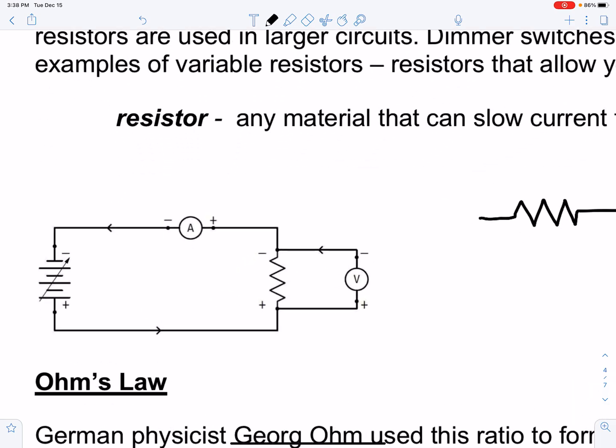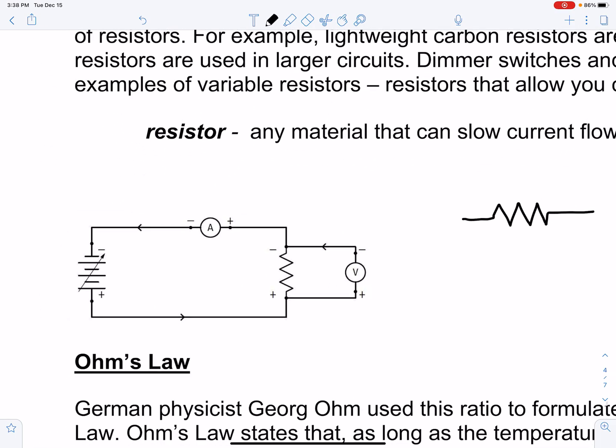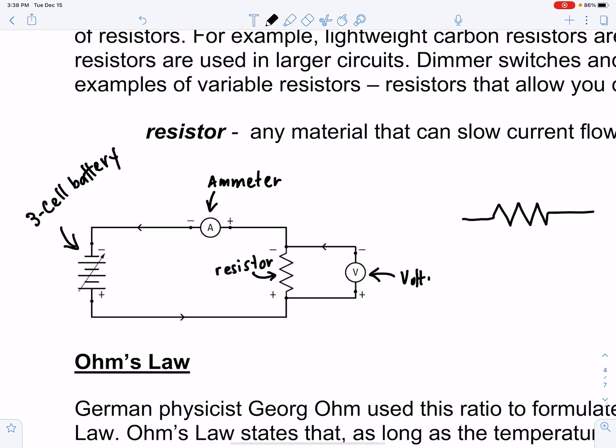So if you take a look at this circuit diagram, we have a 3-cell battery, we have an ammeter to measure the current, we have a resistor, and we have a voltmeter to measure the drop in voltage or the potential difference across the resistor.